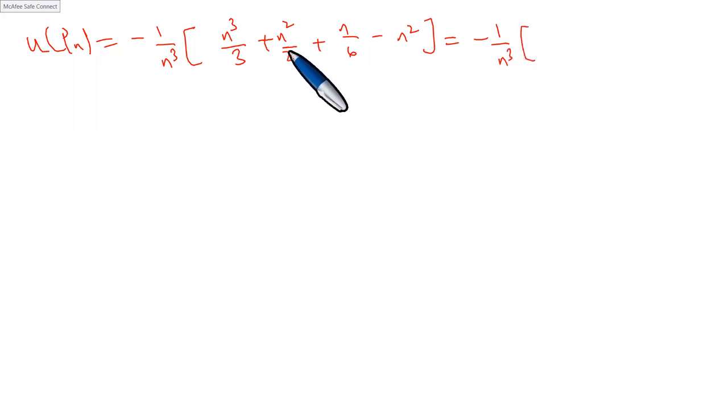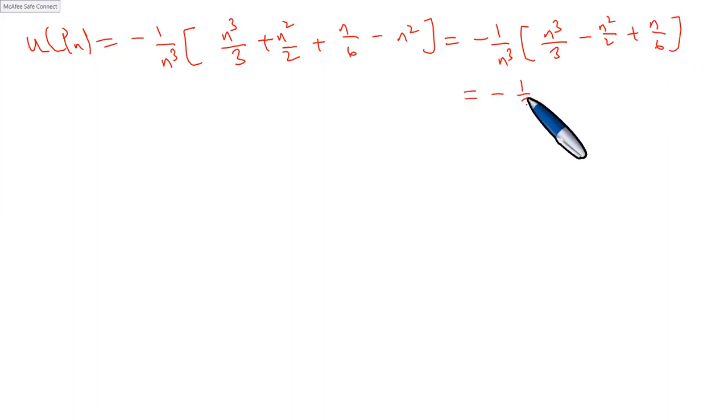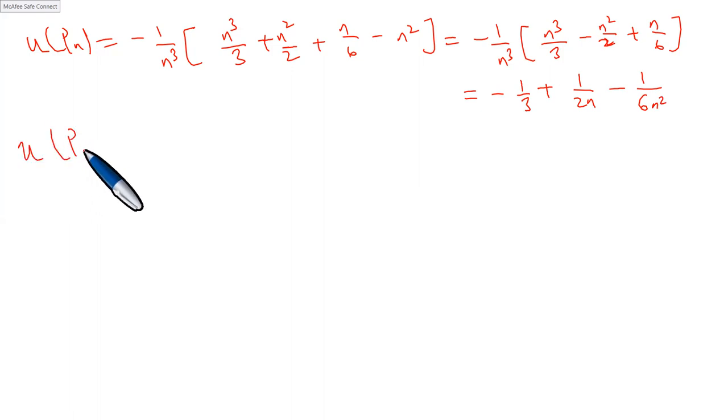And then now we have n squared over 2 minus n squared. So this is n cubed minus n squared over 2 plus n over 6 minus 1 over 3 plus, this cancels out, and then it becomes 1 over 2n minus 1 over 6n squared. Let's take a chance to compare these. So normally these must differ by a sign. Missed something out here.